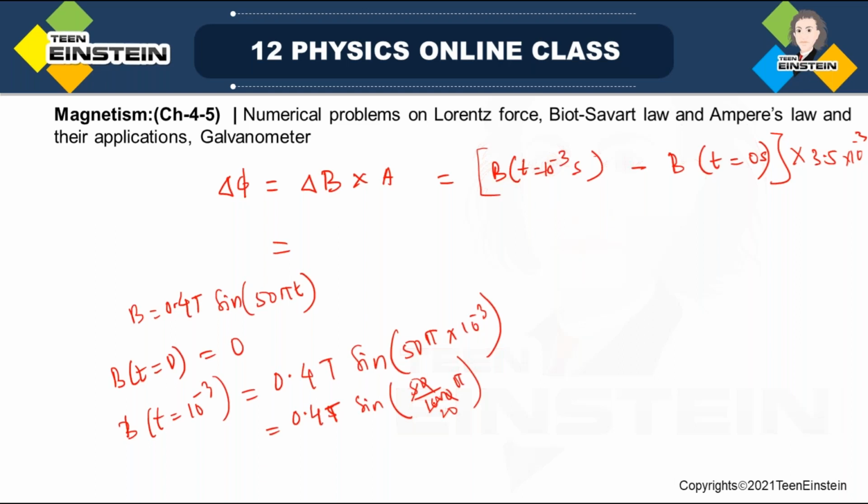Okay, this is not 50, this is 0.5 into t, so 0.5 pi t. So in the expression of the magnetic field it was actually 0.5 pi into t. I'll just write it over here: 0.5, not 50, 0.5 pi t. Okay, so t is now this.